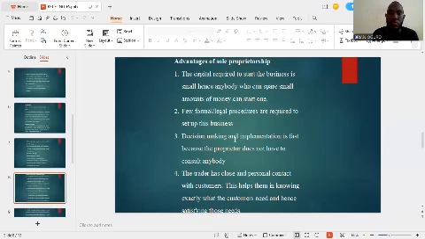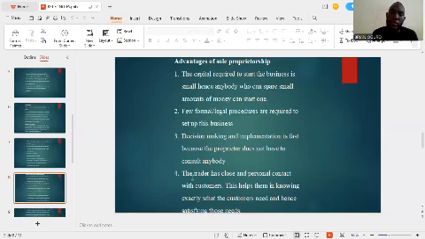The third one, decision making and implementation is fast because the proprietor does not have to consult anybody. Since the ownership of this business, the owner is one person, he or she is able to make decisions very fast since you are not required to consult anyone in order to arrive at a final decision. You make your decisions alone and you implement them immediately.